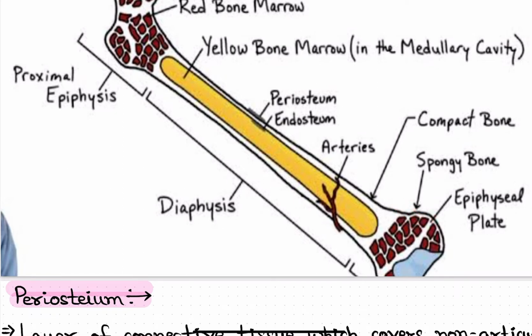This forms a region which is known as metaphysis. In objective type questions it may be asked what is metaphysis. So the simple definition which I am going to tell you is that metaphysis is the region between epiphysis and diaphysis, that is known as metaphysis.